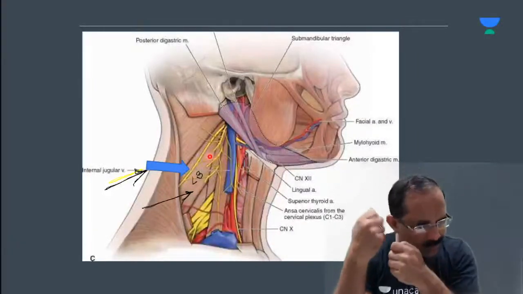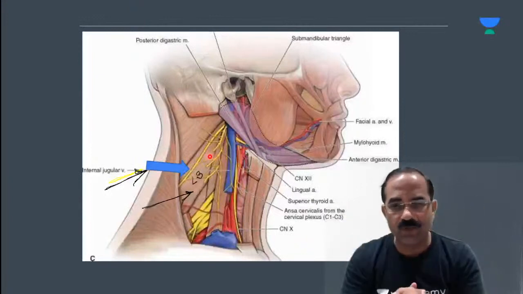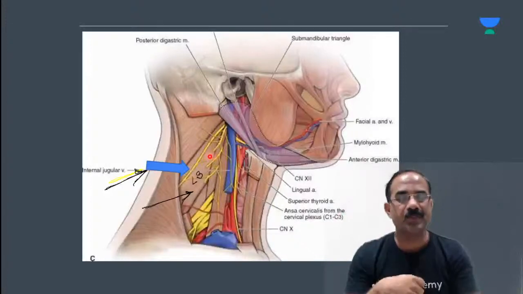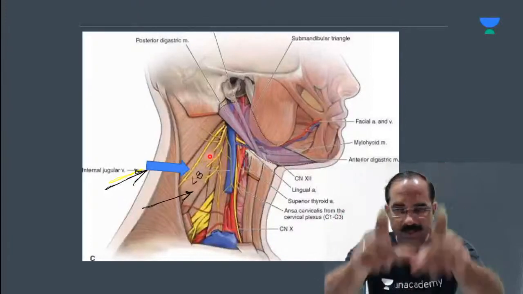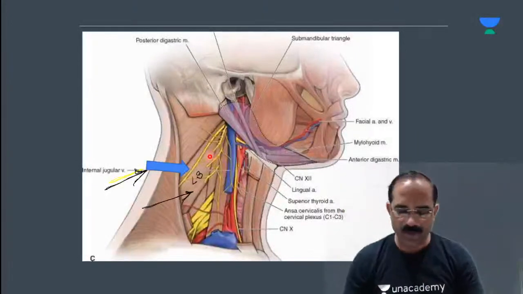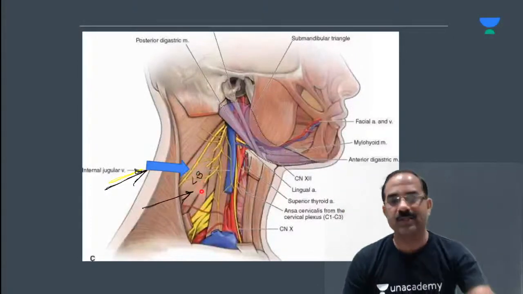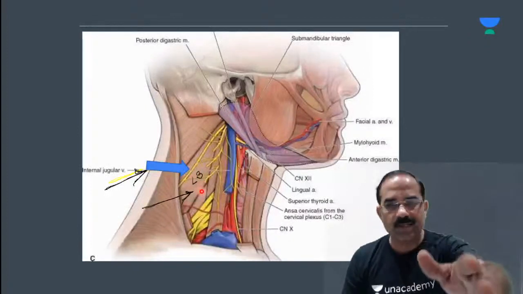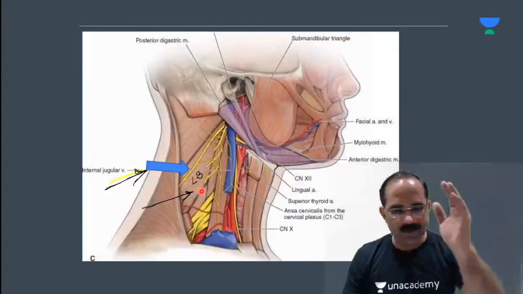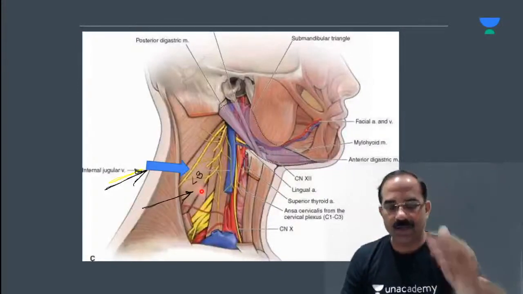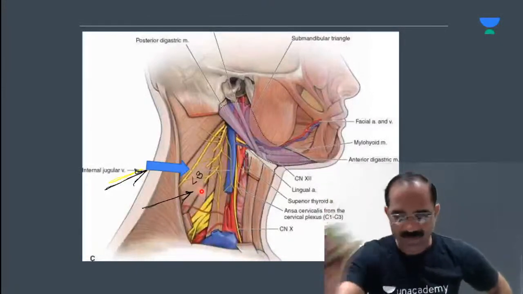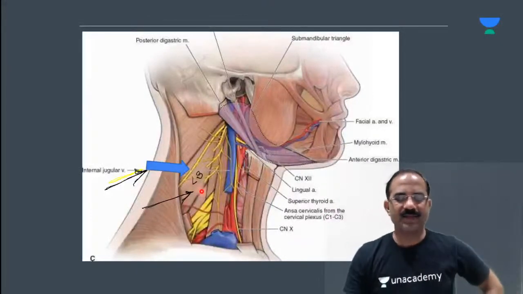So when we remove a lymph node, or if you are draining an abscess in the posterior triangle, the spinal accessory nerve gets damaged. Students, you tell me, if the spinal accessory nerve is damaged in the posterior triangle of the neck, which muscle is paralyzed? Is it one muscle or more? Answer, come on.